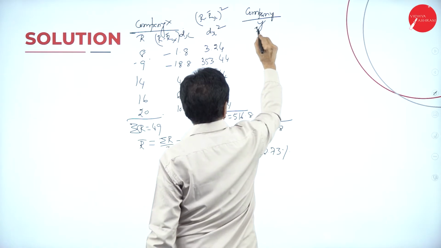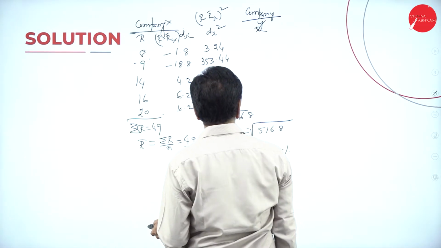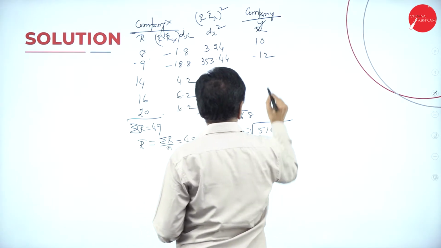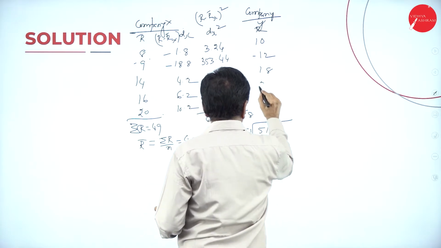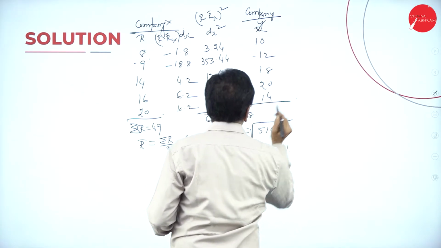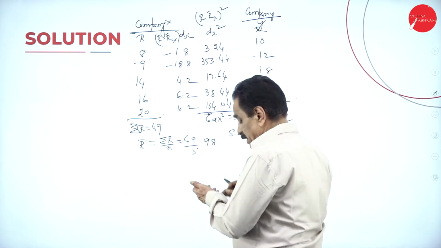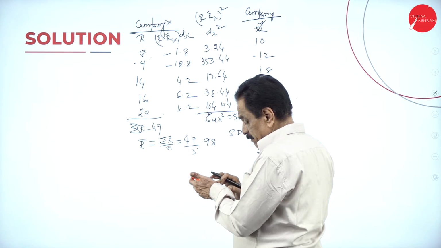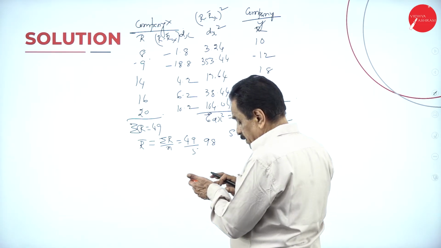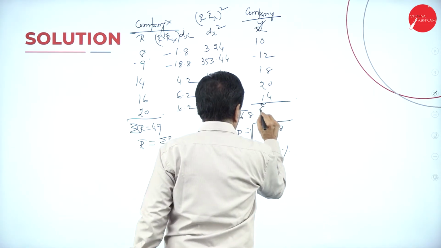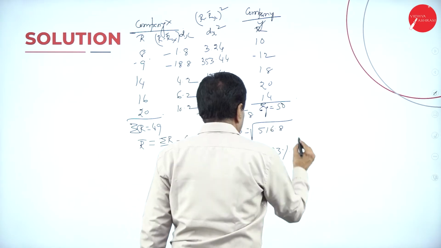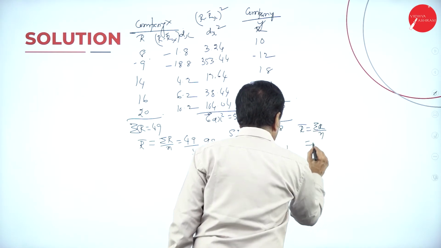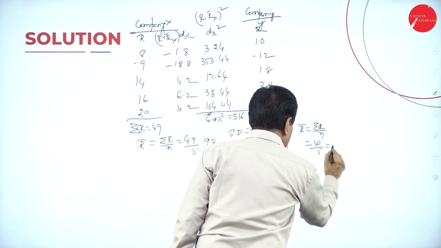Company Y returns: 10, minus 12, 18, 20, 14. Add the figures. This is 10 minus 12 plus 18 plus 20 plus 14 is equal to 50. Sigma R is equal to 50. Then R mean is equal to sigma R divided by N. 50 divided by 5 is equal to 10.